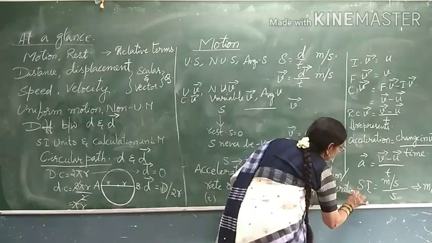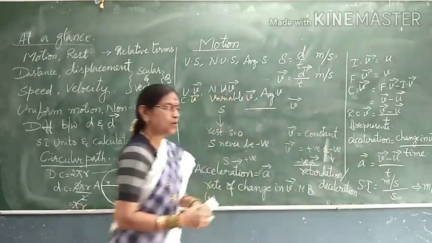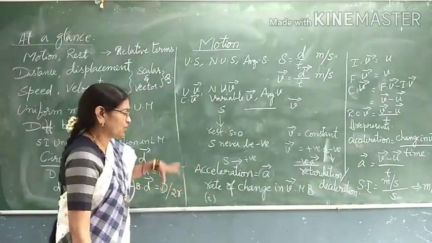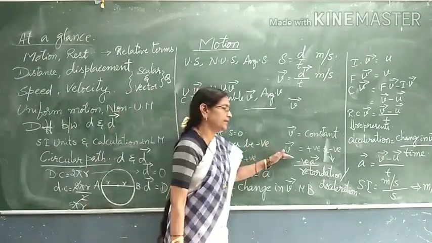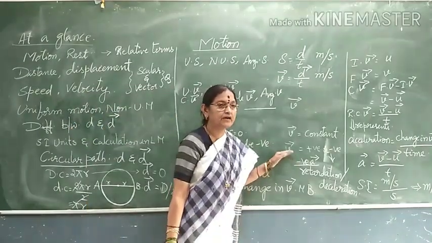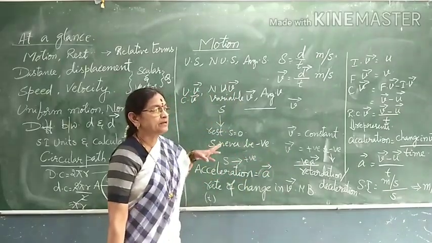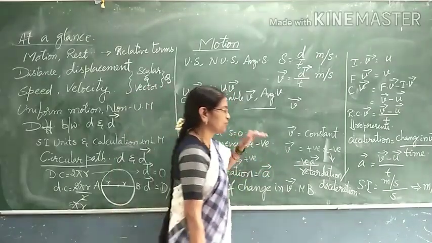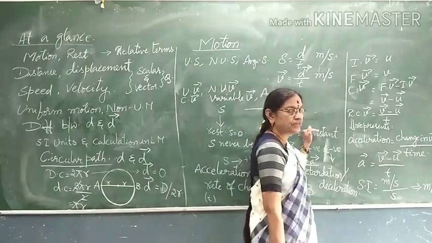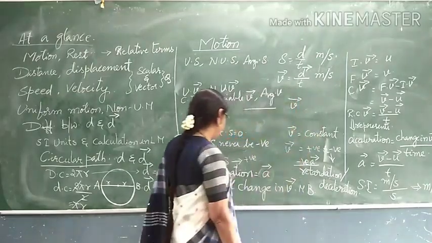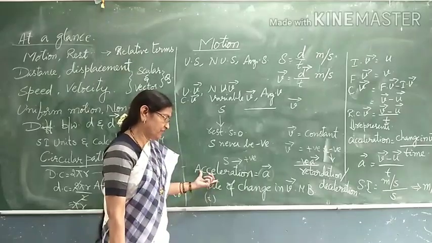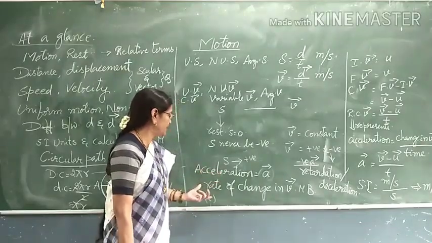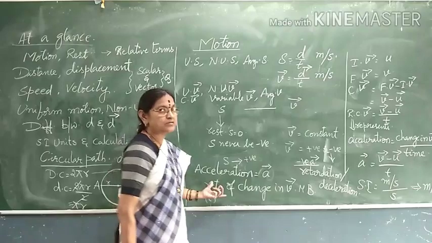Again, one more time we will discuss acceleration. What is acceleration? Why did this acceleration come? When velocity goes on increasing in a moving object in a particular direction, we use another term to measure that, called acceleration. By definition, acceleration is nothing but rate of change in velocity.